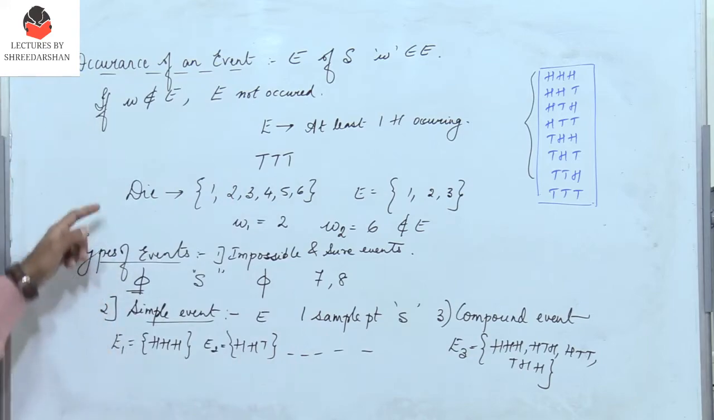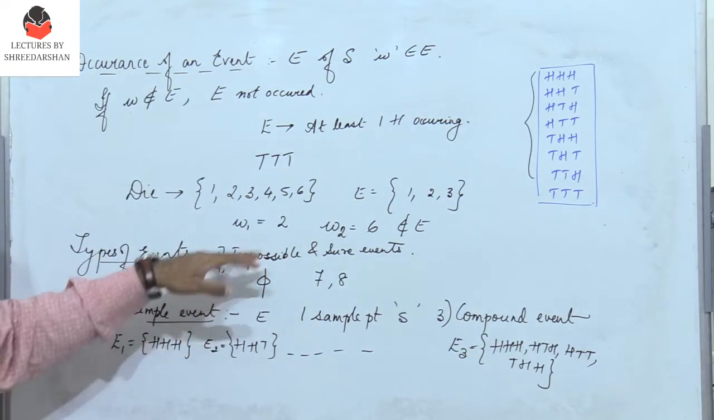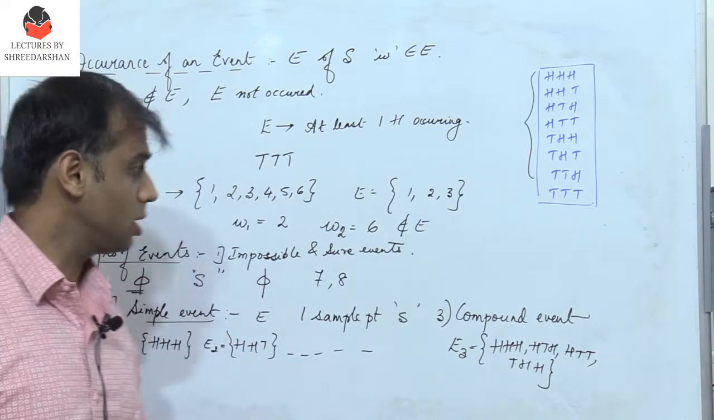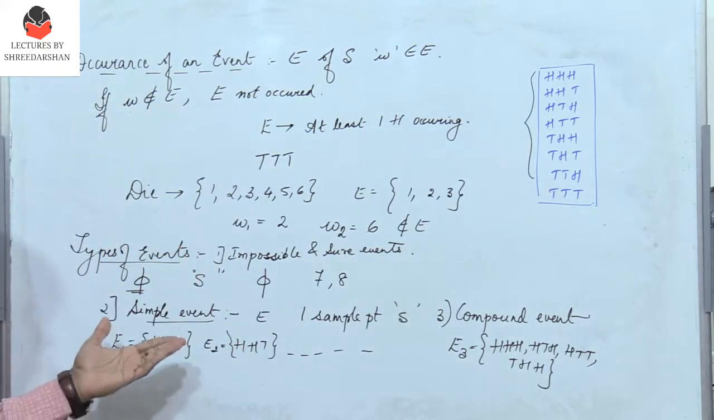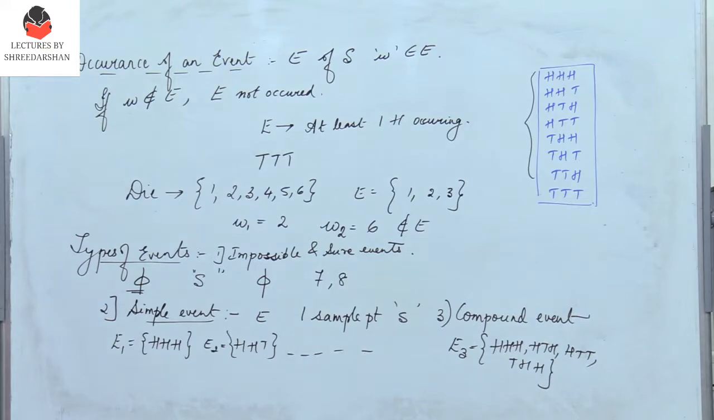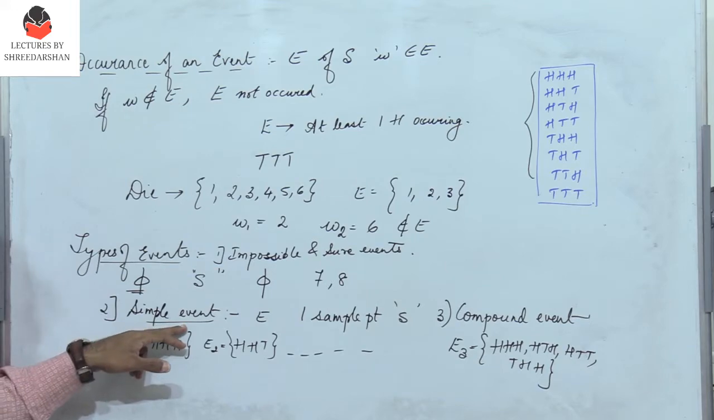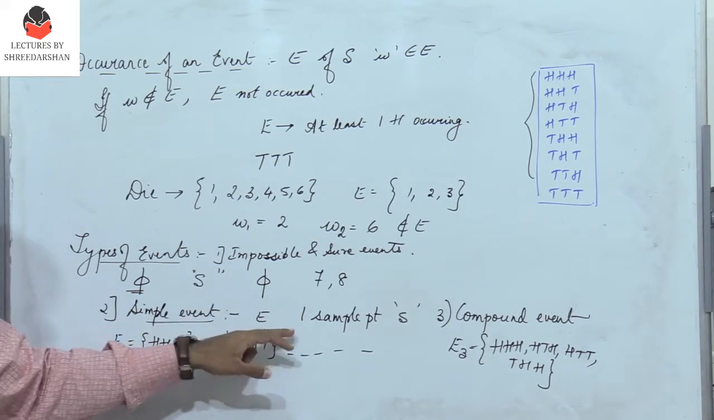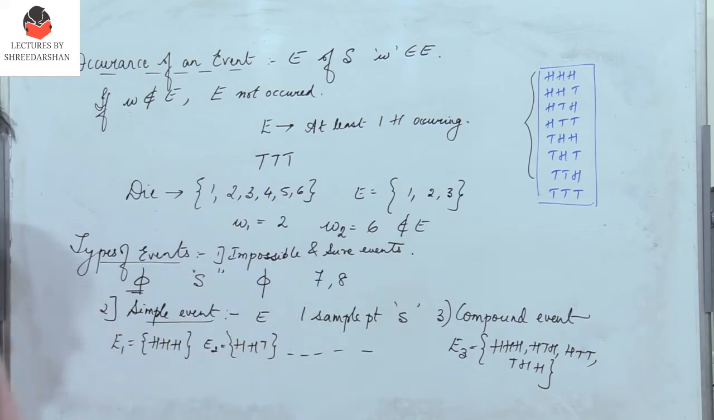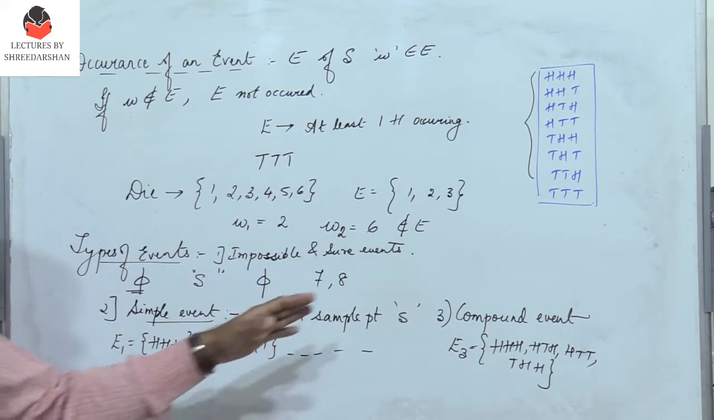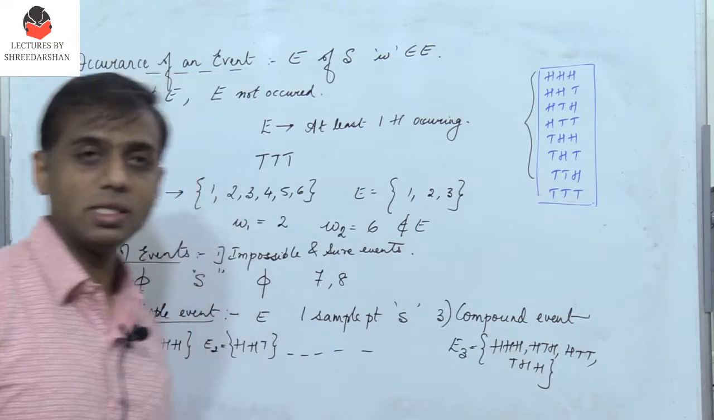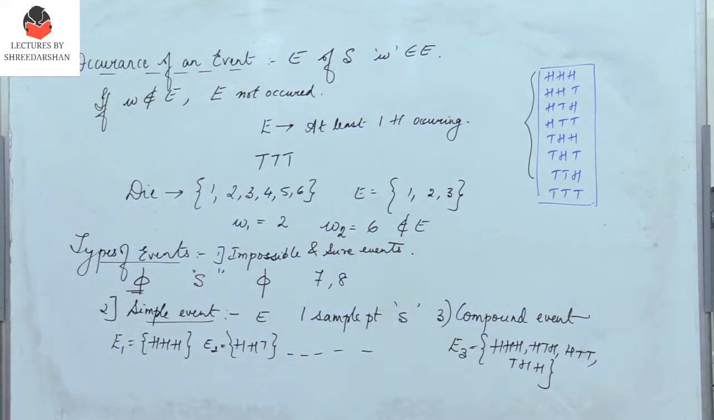Very simple. So what are the types of events? Impossible events and sure events. Sure events are sure to occur, whereas impossible events are such that you get a null set. For example, getting a 7 or an 8 when you throw a die corresponds to an impossible event. The next one is a simple event, where every event is represented by one sample point in the sample space, or a compound event where you have more than one sample point in the sample space. So next we shall deal with the algebra of events.